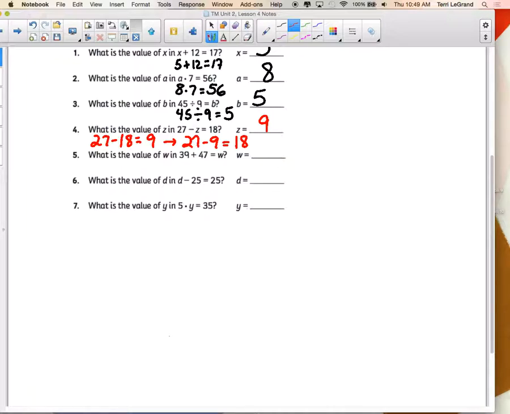How about number 5? What is the value of w in 39 plus 47? Well, that one we just basically add them together, don't we? Sylvia?